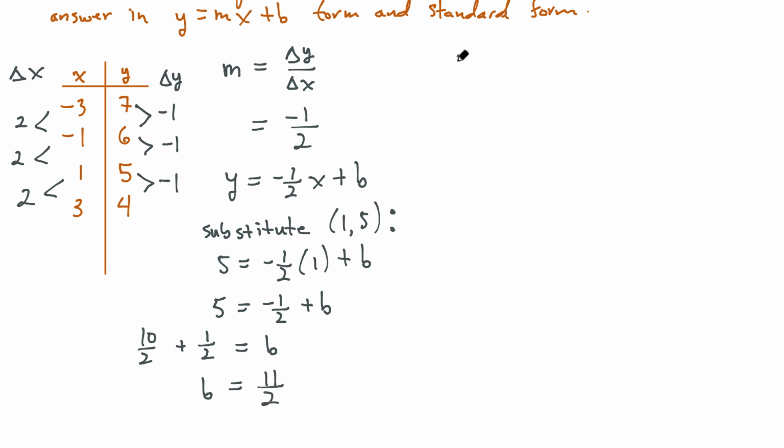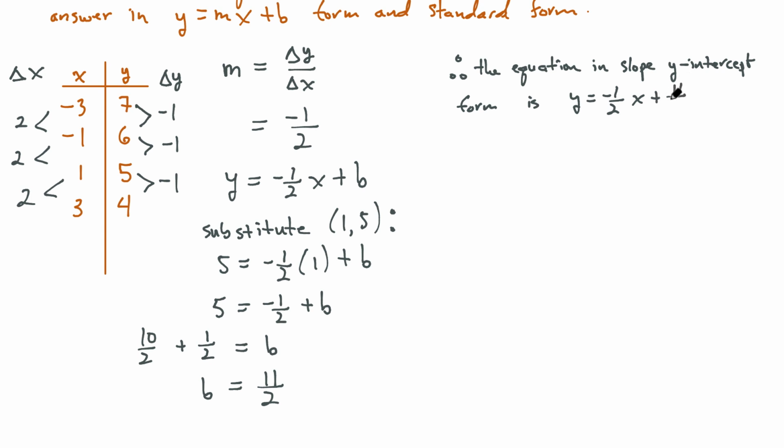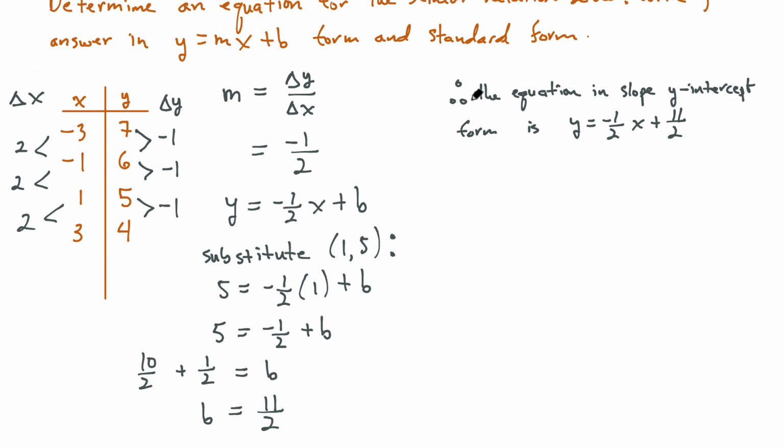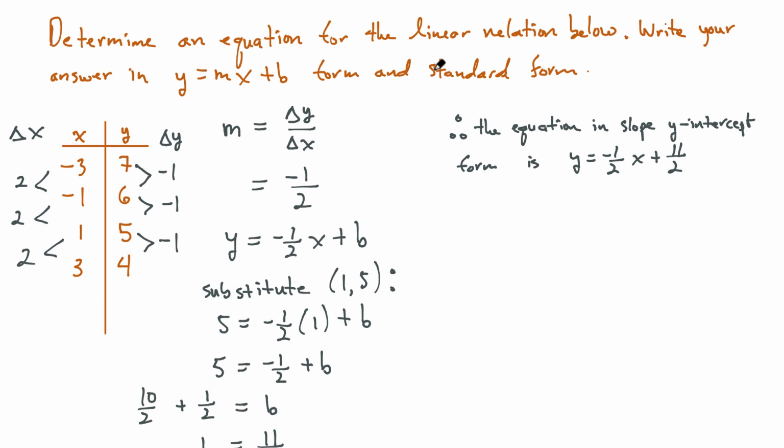And thus we can say, therefore, the equation in slope y-intercept form is y is equal to negative 1/2 x plus 11 over 2. Now, we haven't answered the question completely because that's not the only thing that the question asks for. The question also asks for us to write our equation in standard form.